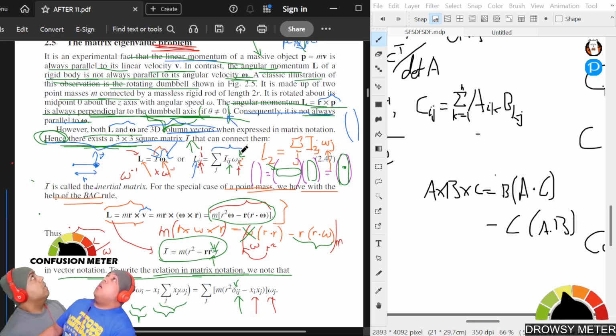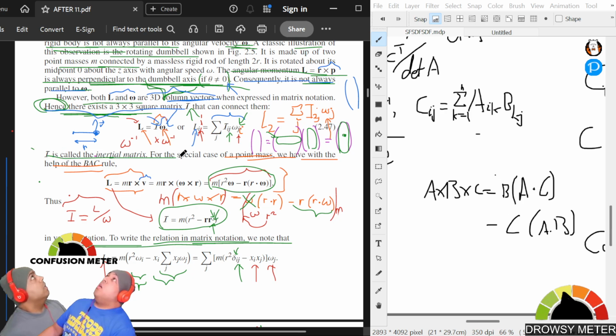Well, I being 1 doesn't make any sense, right? L_i equals I_ij omega_j. Let's continue. I is called the inertia matrix. For a special case of point mass, we have the base 0. So point mass, angular momentum equals m r cross v, which is this. If you substitute the term for velocity, and from the BAC-CAB rule we get this, right?